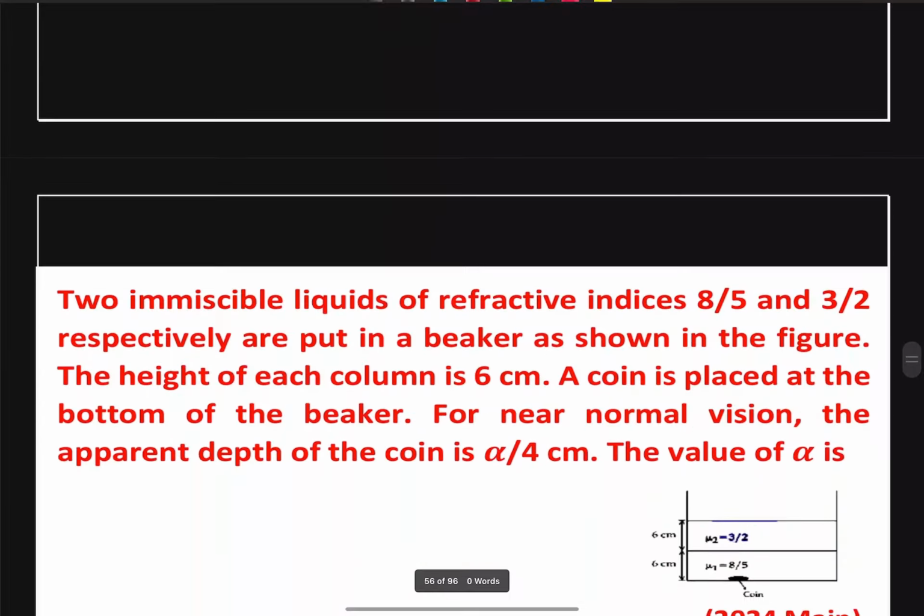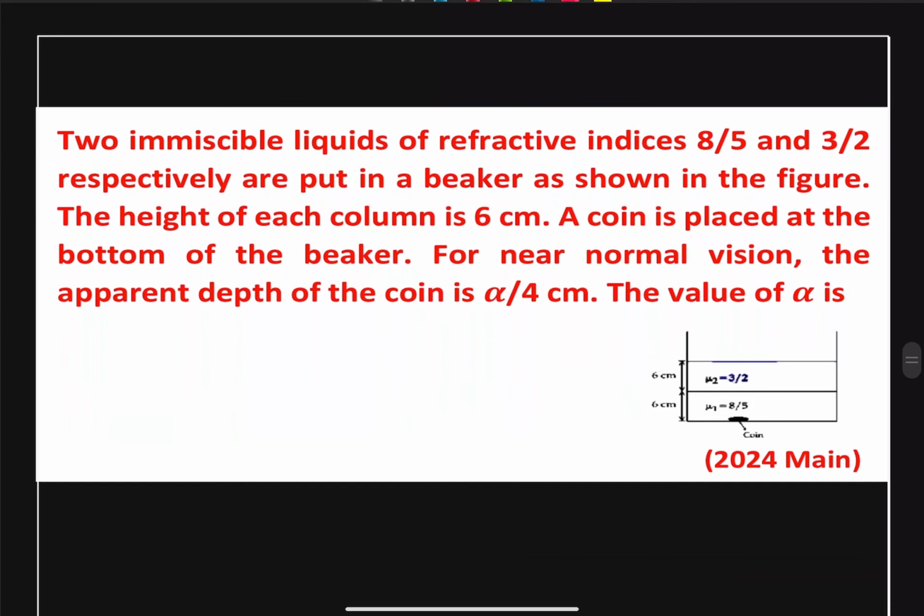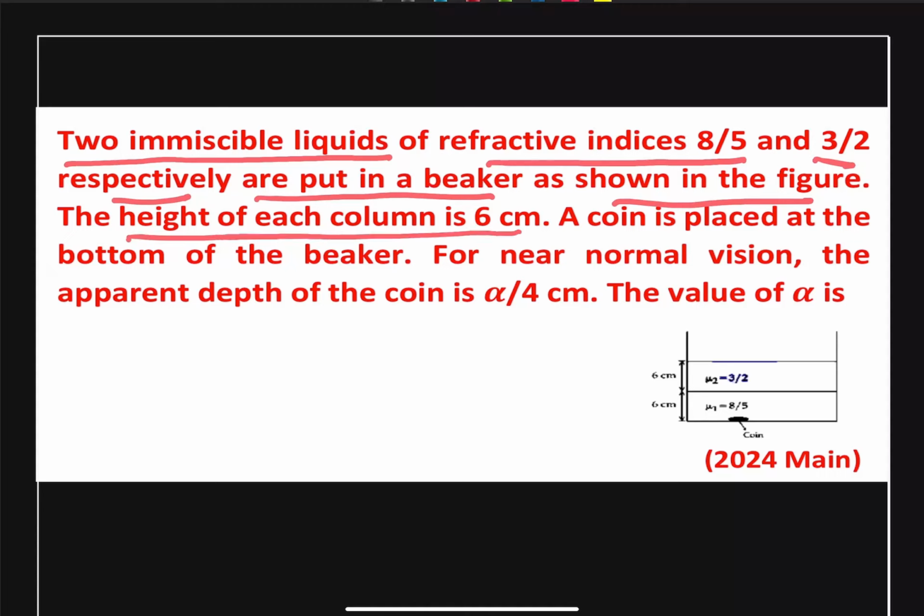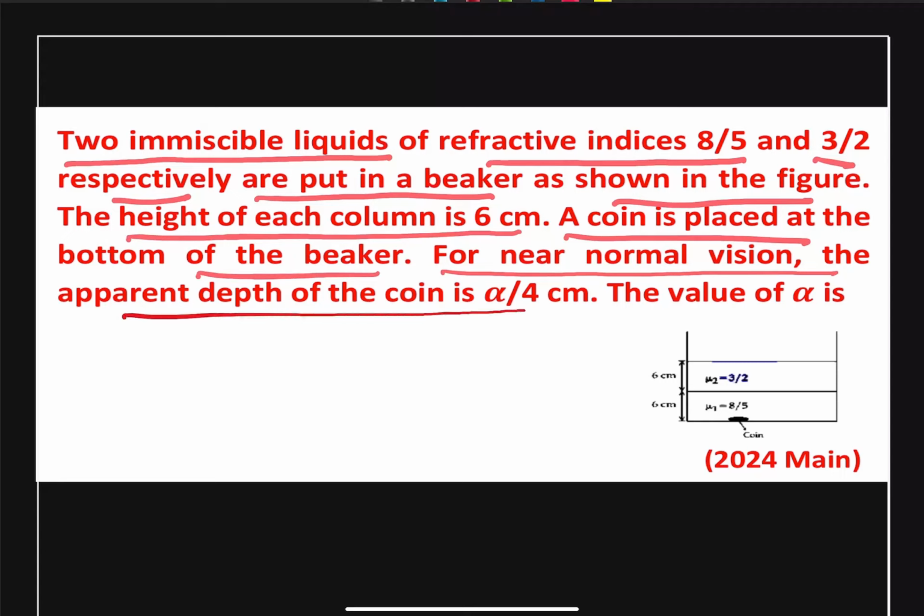Next question. It states that two immiscible liquids of refractive index 8/5 and 3/2 respectively are put in a beaker as shown in the figure. The height of each column is 6 cm. A coin is placed at the bottom of the beaker. For the near normal vision, the apparent depth of the coin is alpha by 4 cm. Then the value of alpha is.